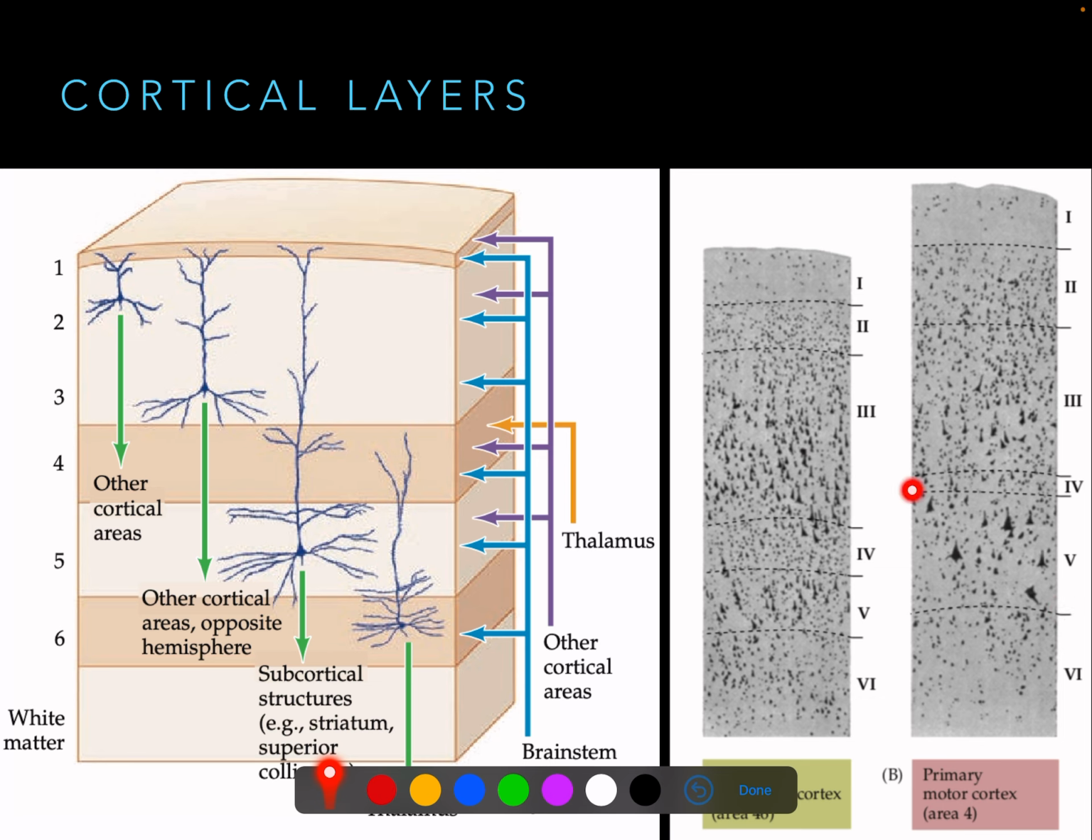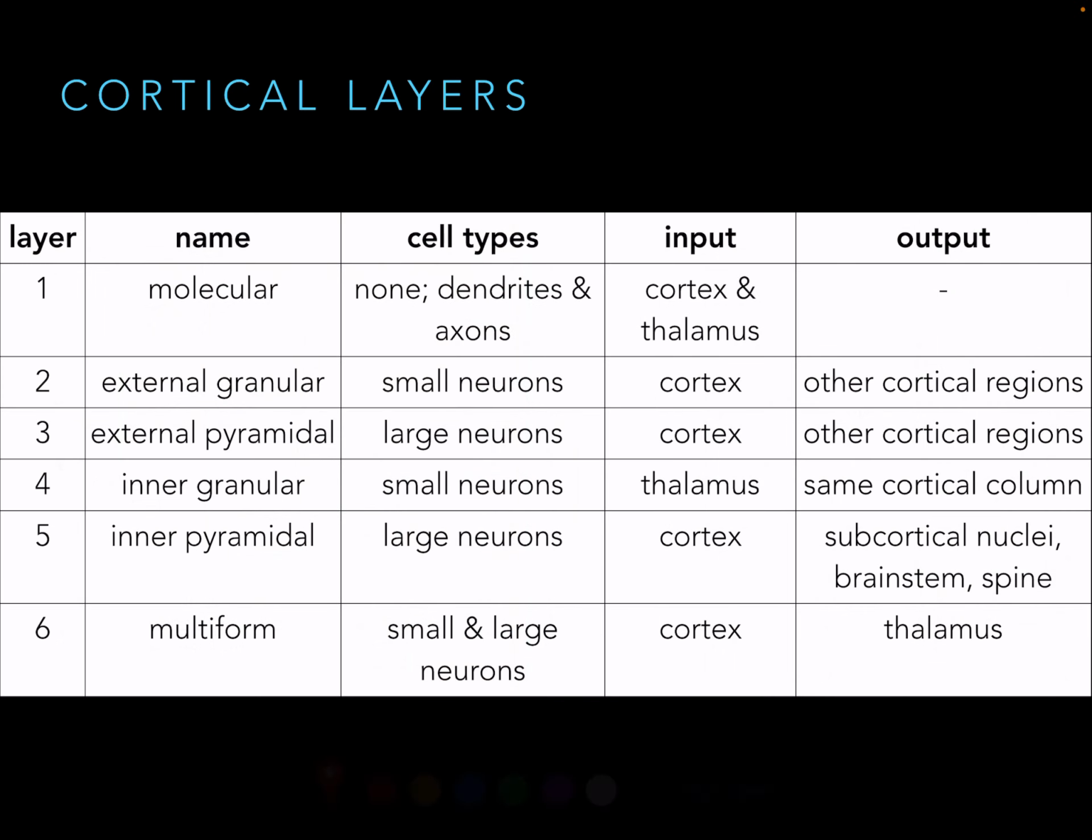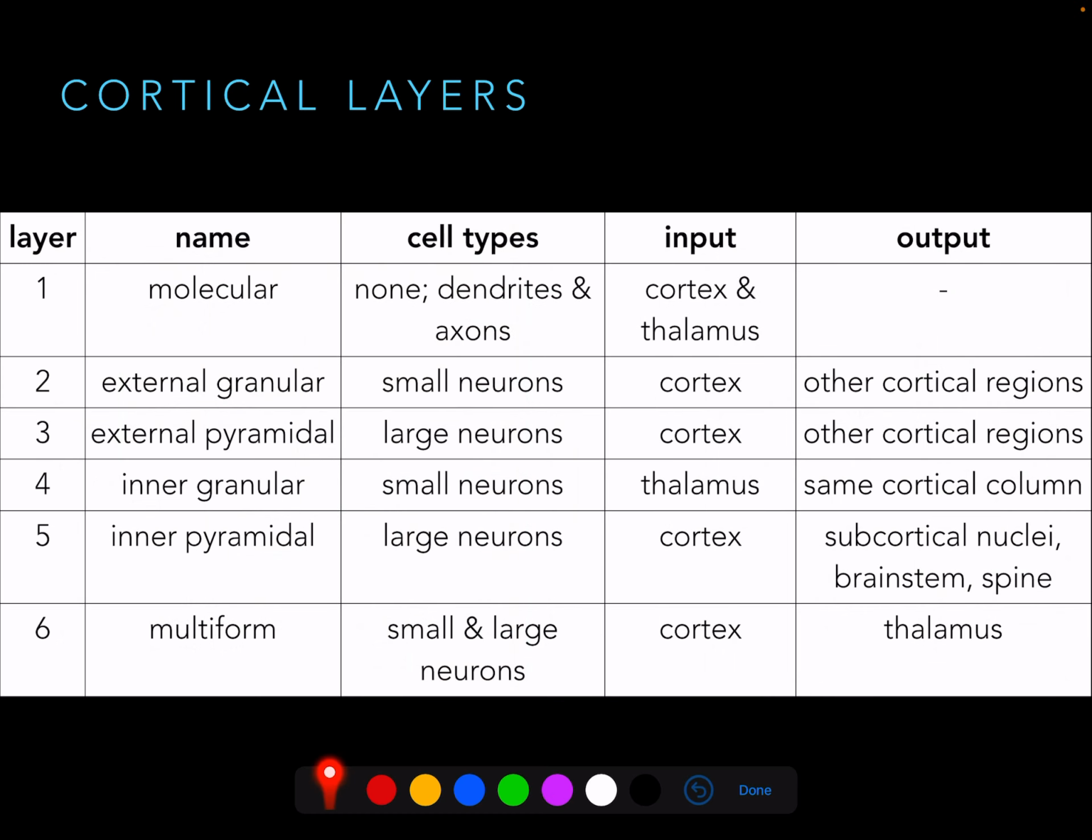It doesn't have a very big layer 4. I'm not so much worried about what the thalamus is telling me here, right? That's going to be more for sensory areas. So we'll have the same layers, but the size of them varies. What doesn't really vary as much is the connectivity and the types of cells that we find there.